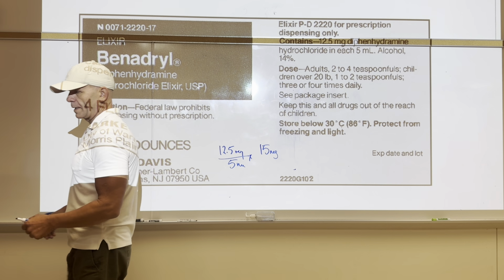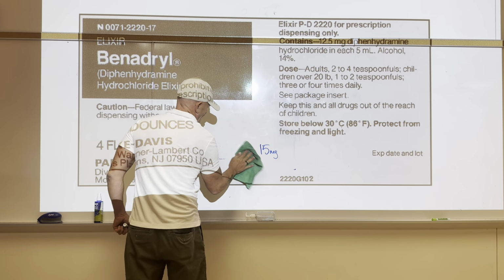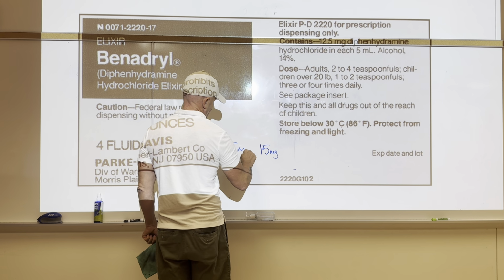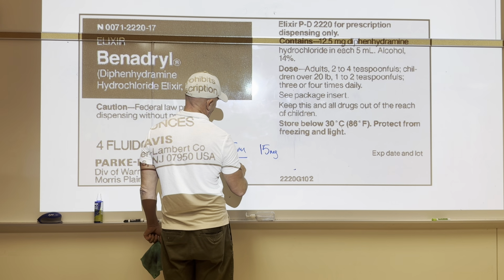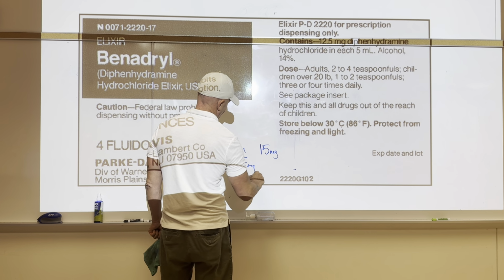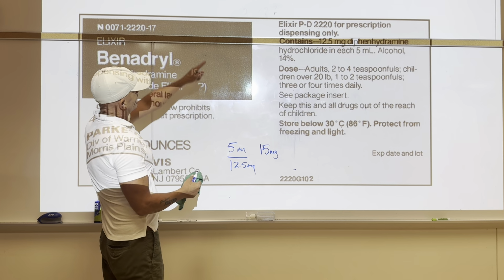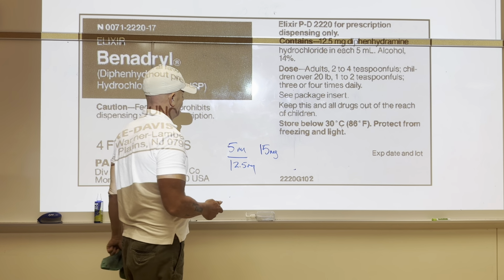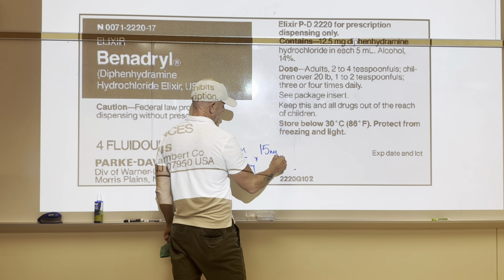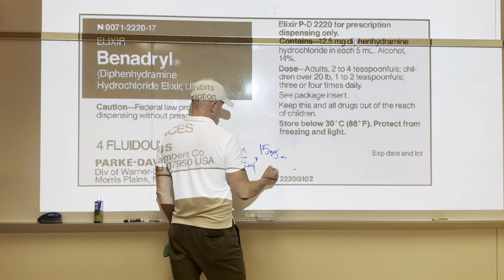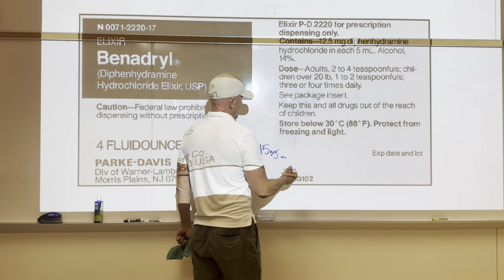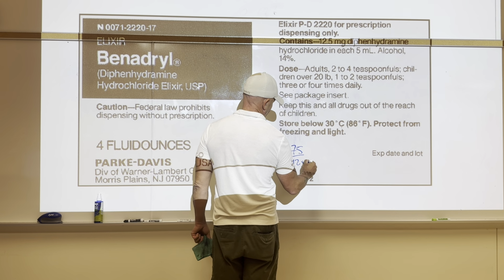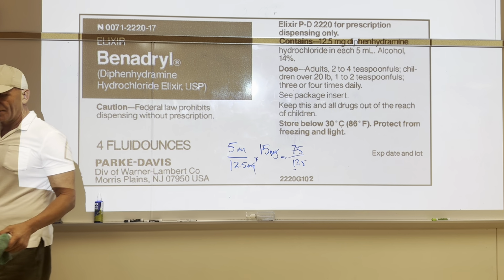Sorry, going backwards. You've got 5 mLs over 12.5 milligrams, right? Okay? Because they gave you 15 milligrams. We're looking to see how many mLs are going to be in that 15 milligrams. All right? So 15 milligrams, what do you get? 75 over 12.5. And how many times is 12.5 going to go into 75?